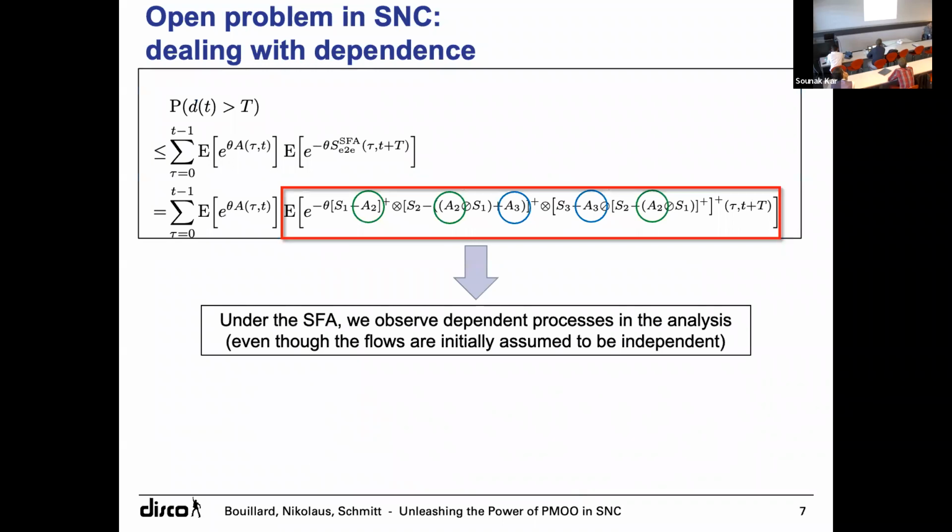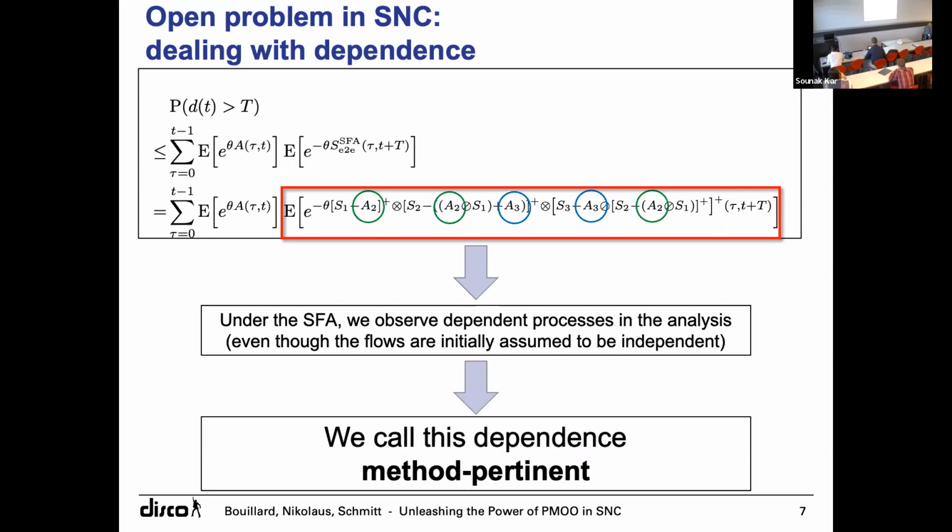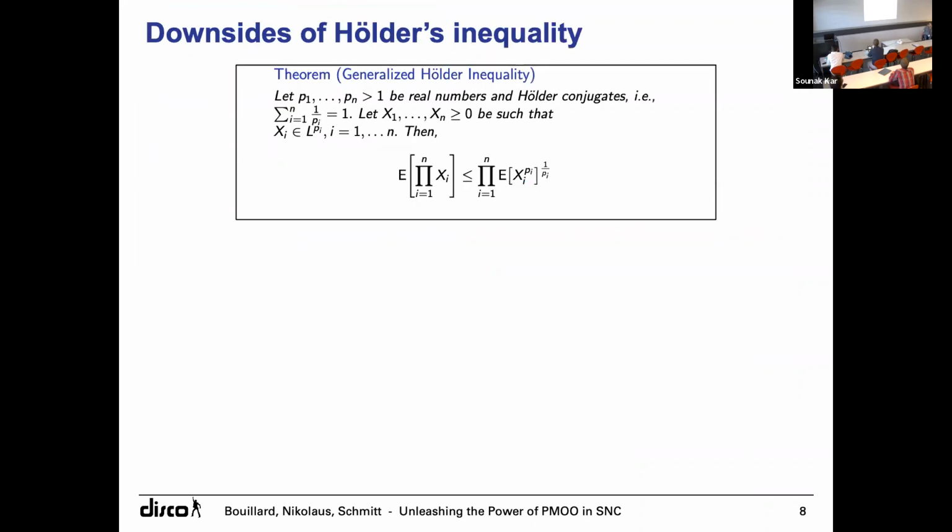So to summarize the situation, under the SFA, we observe dependent processes, even if we assume all processes are independent when they enter the network. That's why we coined the term method-pertinent here. So we call this type method-pertinent dependence. Okay. So the analysis, of course, is not done here. The basic technique is to continue by using Hölder's inequality. However, it comes with 2 major drawbacks.